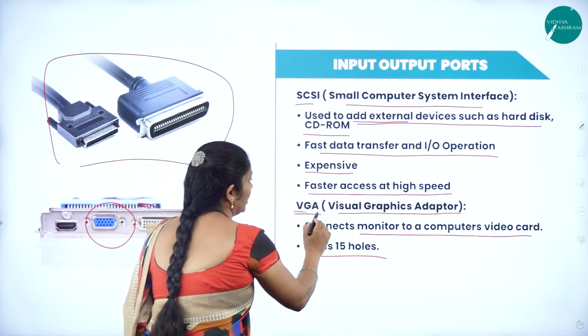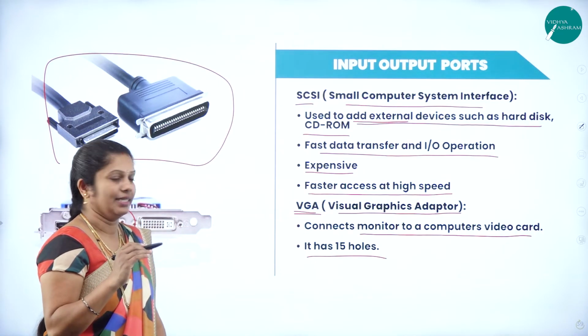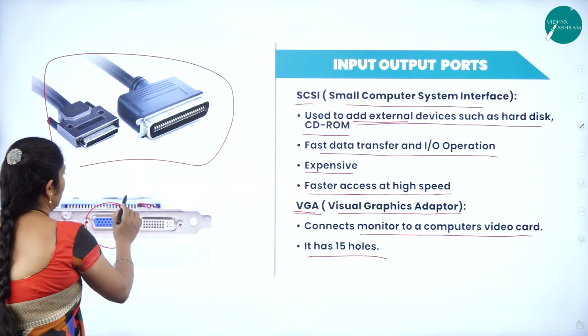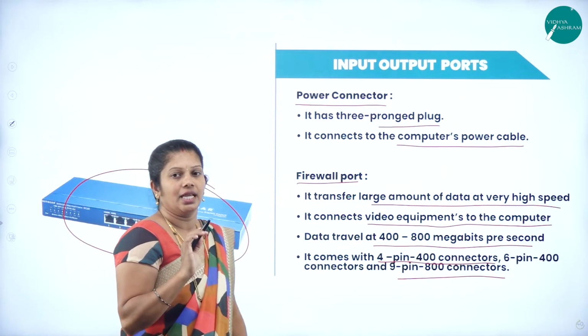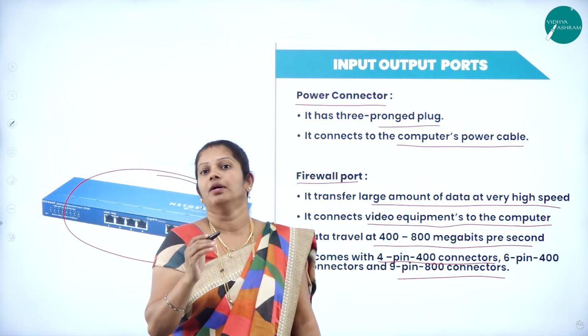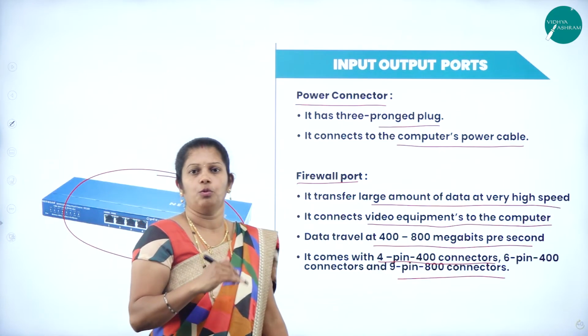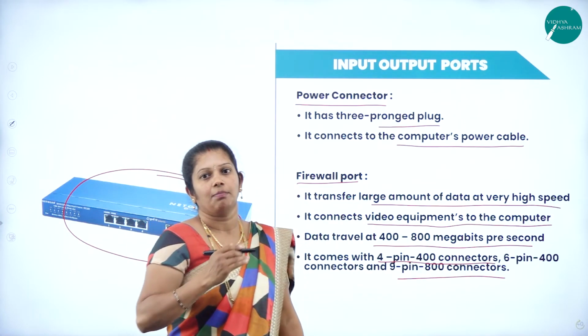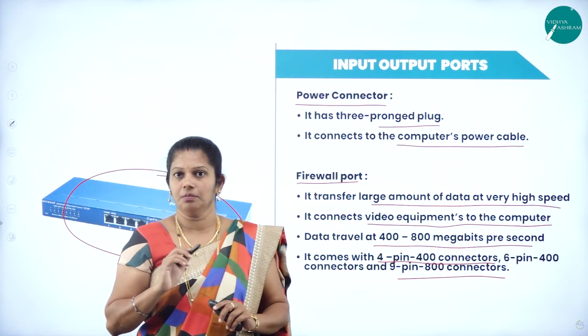Then VGA, that is Visual Graphic Adapter. This is mainly used to connect the monitors. This is the place where we are able to connect the monitors. Next, the power connector is required to supply power to all the components of the computer. If I want to run any motherboard or any system, the power supply has to be there. That can be done by this power connector port.